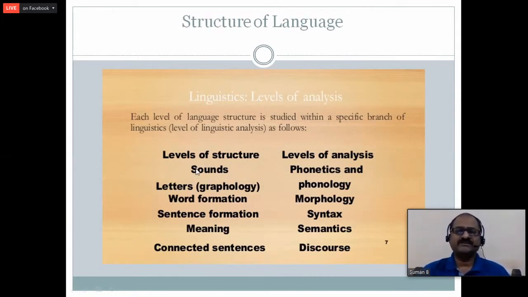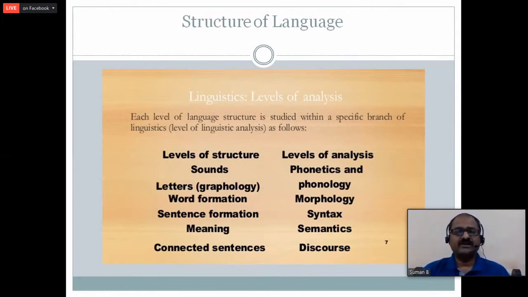When I say most basic, what do I mean? We cannot divide that language into further components. That is what refers to the most basic component in a language. So I'm sure all of you agree with me. Sounds represent the most basic component of all languages. So the constitution of languages basically starts from the sound level.